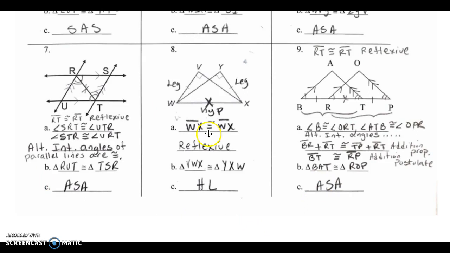Alright, moving on. Oh, one quick thing about this. We know that BR plus RT is congruent to TP plus RT. That's the addition property of equality. And then BT is congruent to RP, that's addition postulate. These two properties and postulates will be coming up later in some of the proofs.